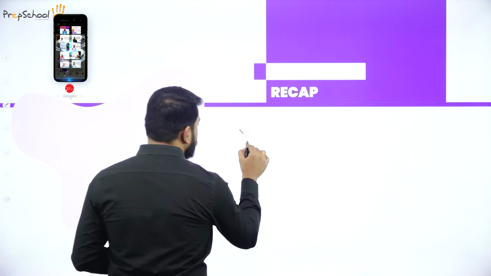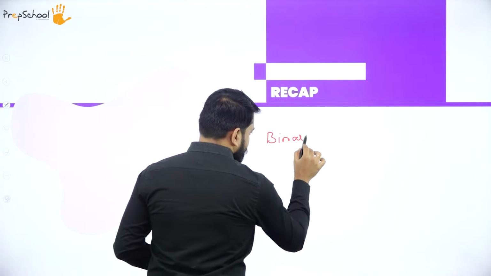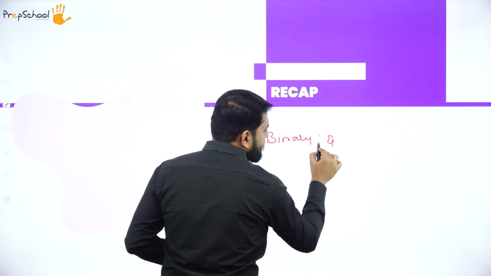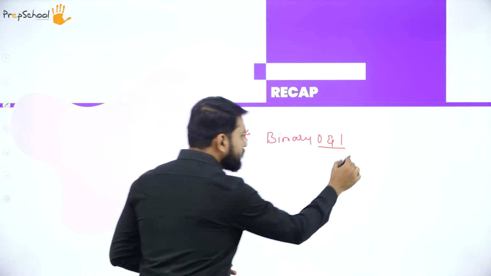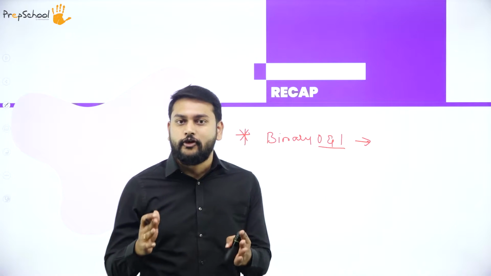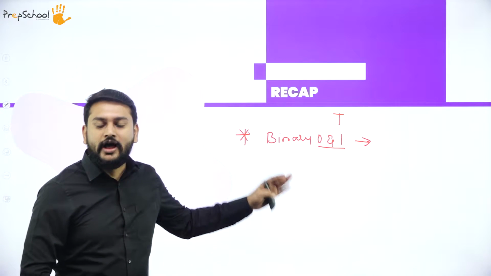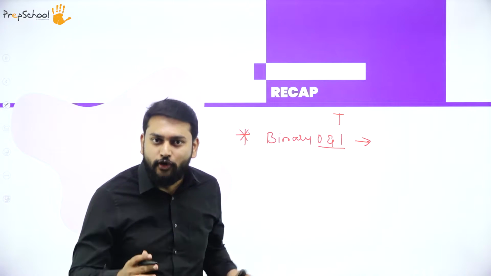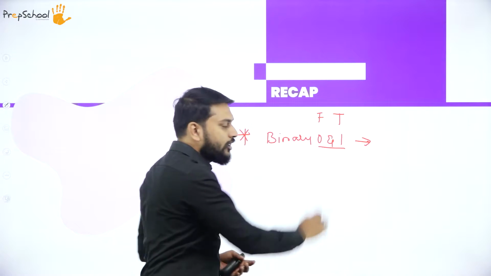So we have discussed what exactly Boolean number is all about. That's what I will call binary numbers. So what are binary numbers? Say for example 0 and 1. This is what I will call binary numbers. We will be writing this in terms of true and false. So I write T, that is true, for 1, and F, that is false, for 0. So that's what we have discussed in the previous class.